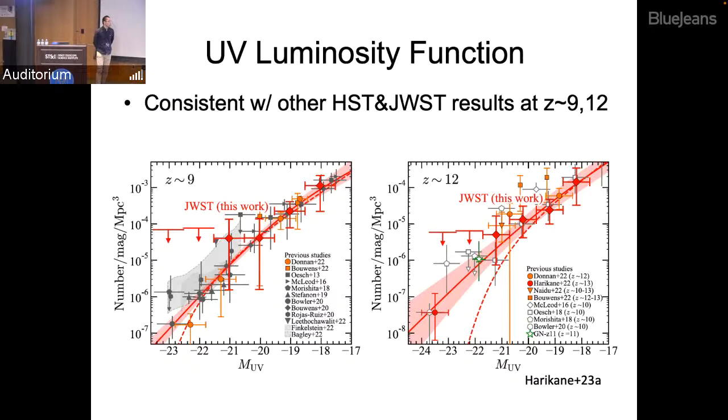Then using this dataset, we calculate the UV luminosity function, which shows the number density as a function of UV magnitude. This figure shows the UV luminosity function at redshift 9 and 12. The red diamonds show our results from the JWST observations. They are consistent with other HST and JWST observations at redshift 9 and 12.